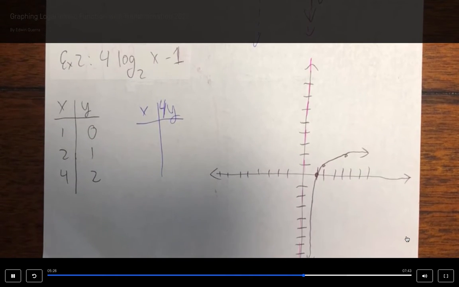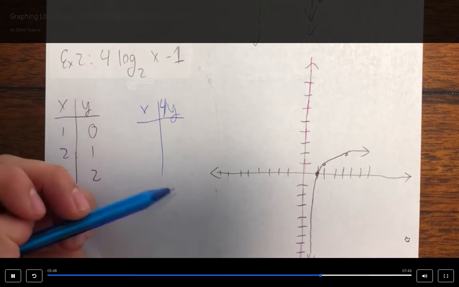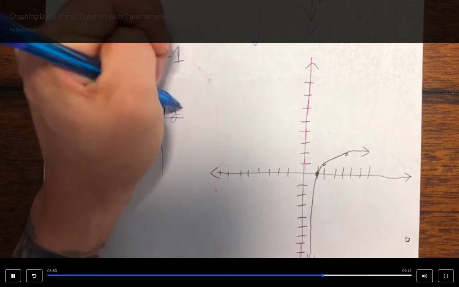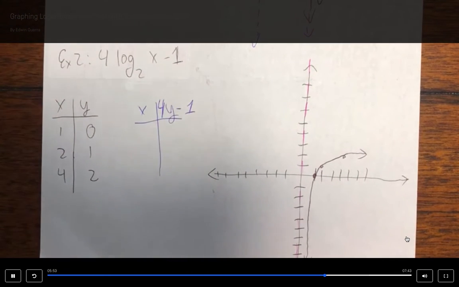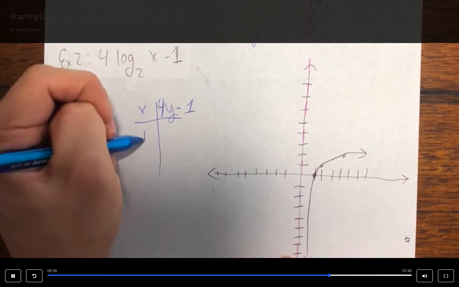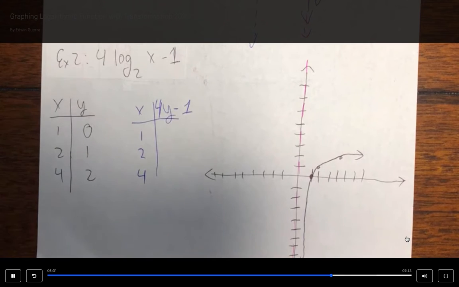And then after the vertical stretch, we have the minus 1, which is outside of the equation. It's not inside like in number 1. So that's going to be my vertical shift. And for the vertical shift, we follow the same sign. So that means I'm going to go 1 unit down. After I stretch each y value by 4, I'm going to subtract 1 from each y value since we're going down. So the x values stay the same, but the y values change. So I have 1, 2, 4 for the x values. Nothing changes.